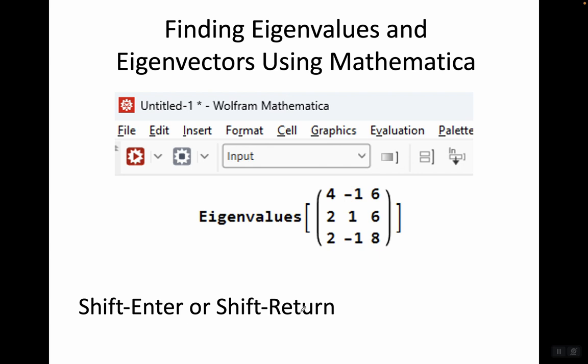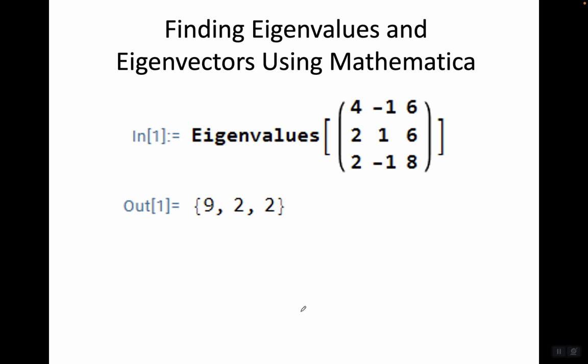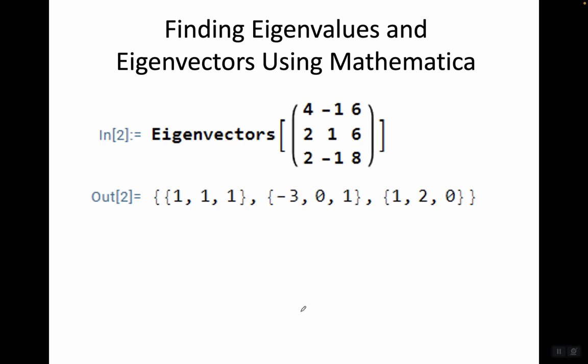We do that, and then this is key. Don't press Enter. Press Shift-Enter, or if you have a MacBook, Shift-Return. Enter is not going to do anything. Return is not going to do anything. And you'll get this, 9, 2, 2. Very cool. You can do the same thing with eigenvectors. It will tell you the eigenvectors for the matrix. And these, again, will correspond to 9, 2, 2. So this corresponds to the 9, that corresponds to the 2, that corresponds to the 2.